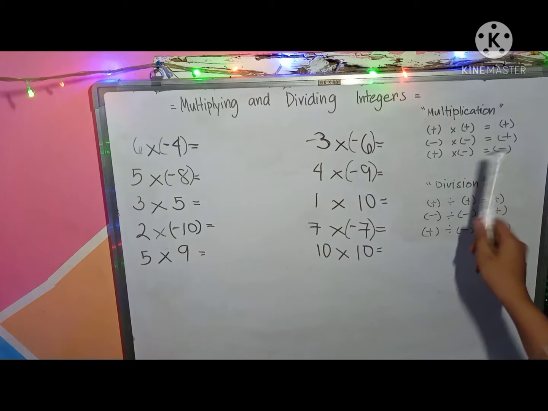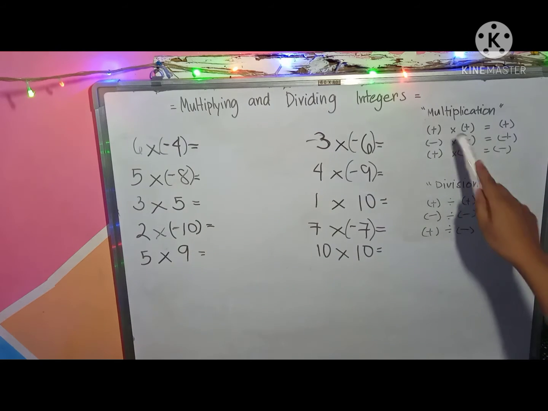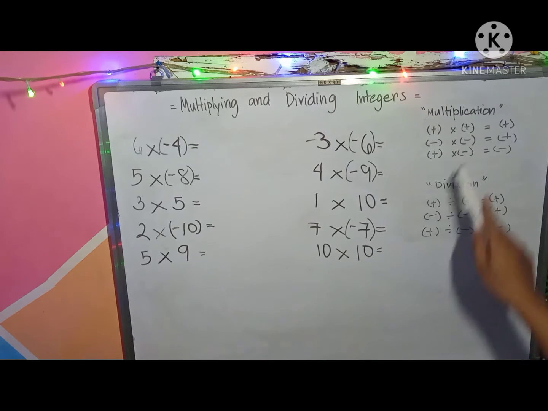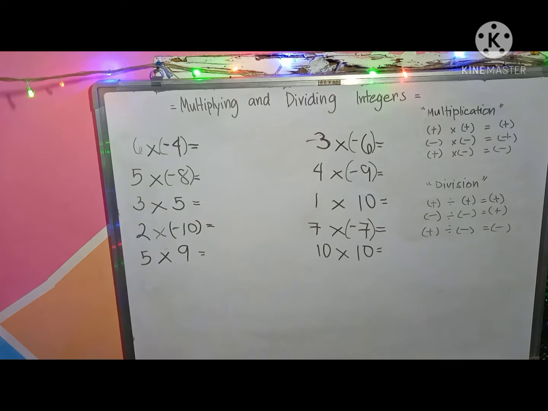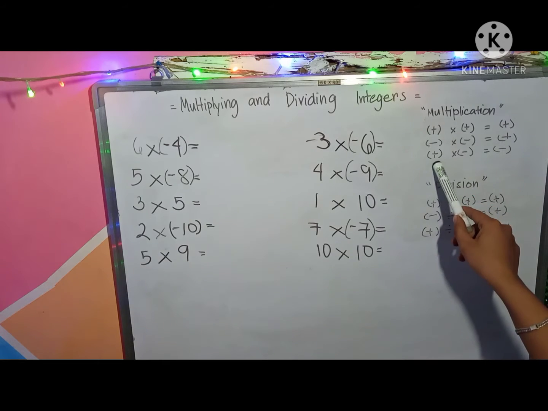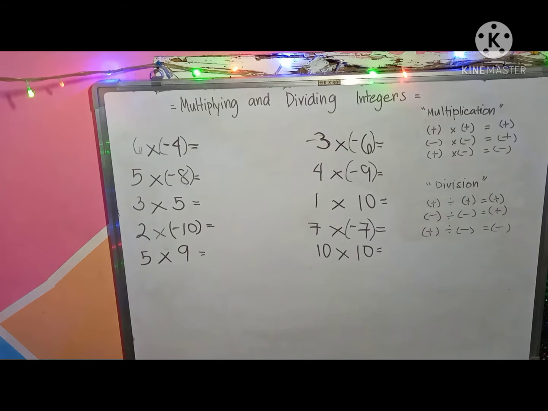Pero kapag unlike signs, positive and negative, they can't go together. So ang mangyayari, magiging negative sila. Okay, so yan ang tandaan. When multiplying like signs, the answer is positive. Multiplying positive times positive or negative times negative, the answer is always positive. Pero kapag unlike signs, when one is positive and the other one is negative, the answer is always negative.